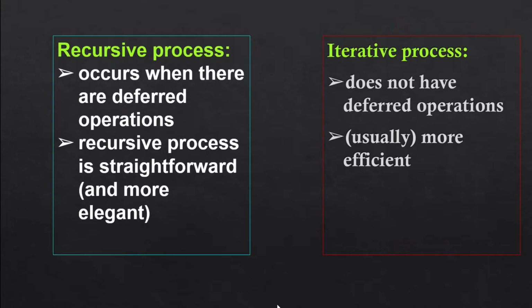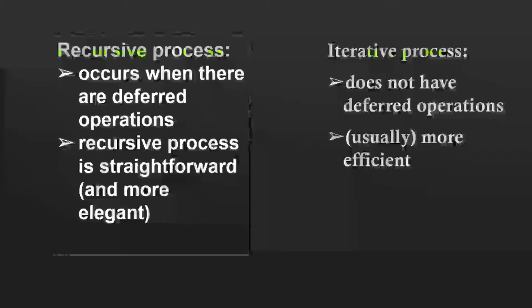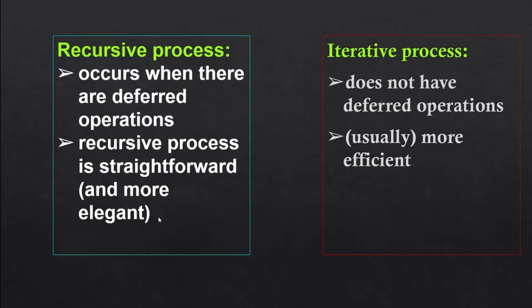In a recursive process, remember we are always deferring operations. We are trying to break down the problem into the simplest problem while not solving the step beforehand. Then once we reach the terminating condition, we will start to do all the deferred operations. Usually it's more straightforward, and definitely more elegant to write the code. It looks nicer usually.